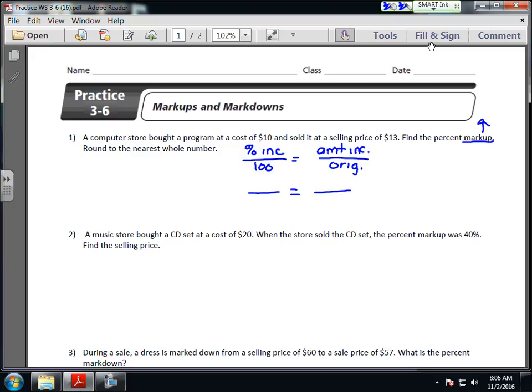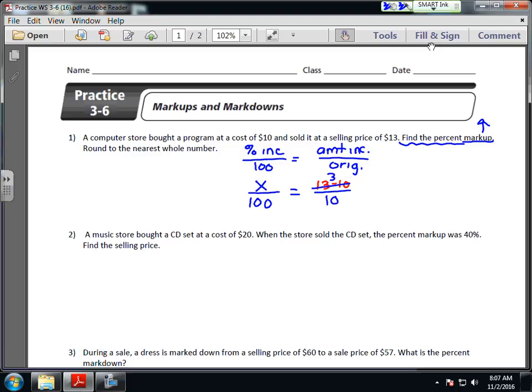And yes, you need to write all that. Okay, so they want us to find the percent. If they want us to find a percent, they don't know what it is, and it's going to be our variable over 100. Now, what is the 10 and what is the 13? It says it bought a program at a cost of $10 and sold it at a selling price of $13. What's my original amount? Yeah, it's $10. It's what I originally bought it at. How will I find the amount of increase? I'll write it in red. 13 minus 10.